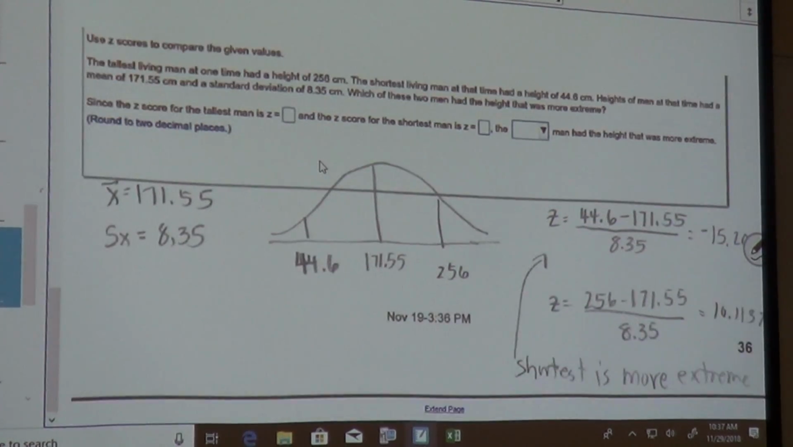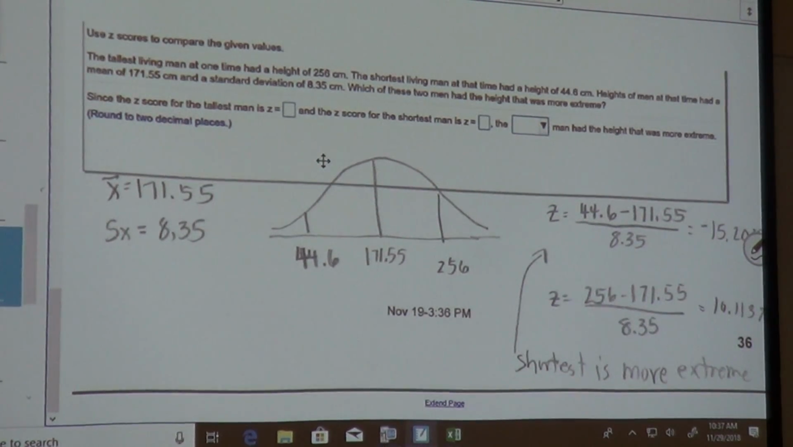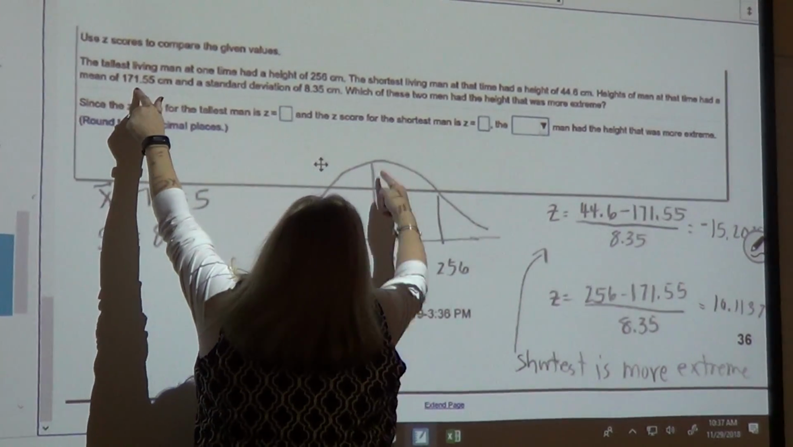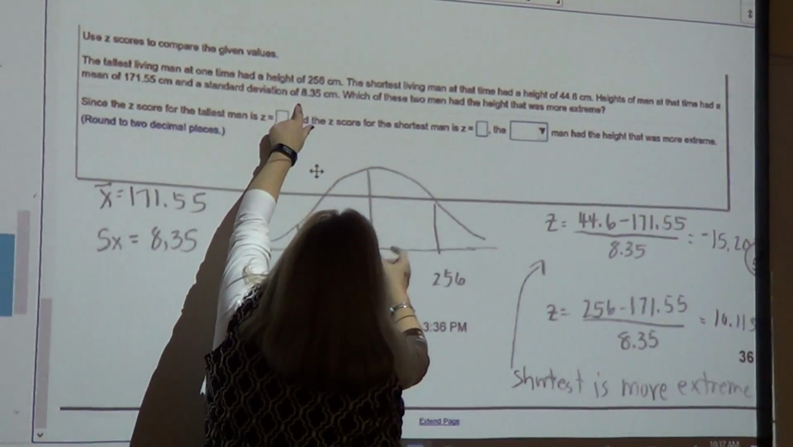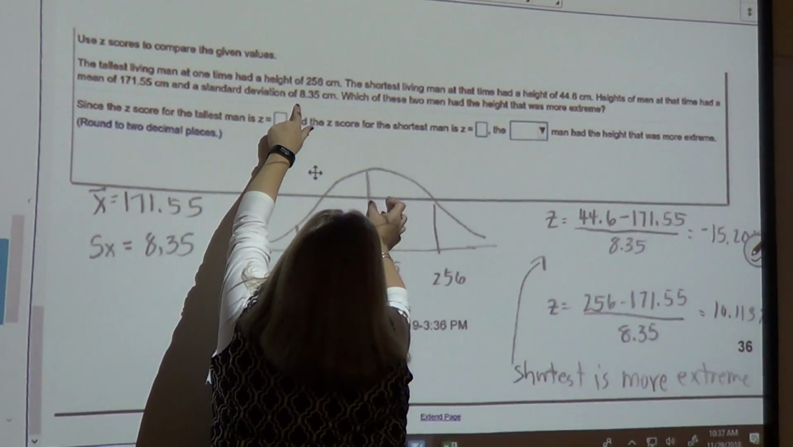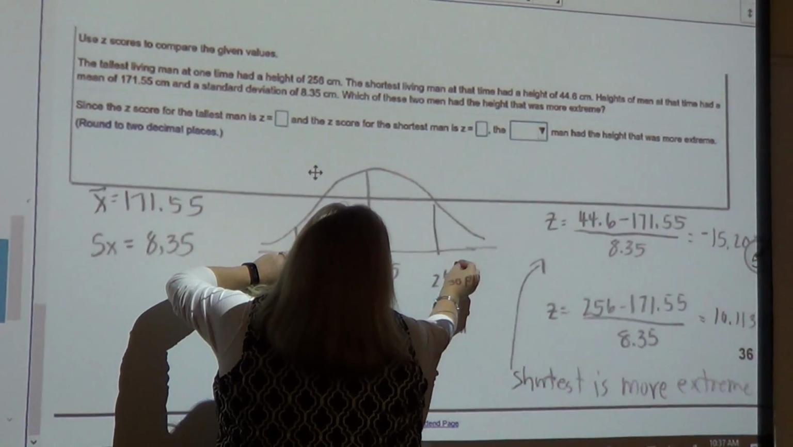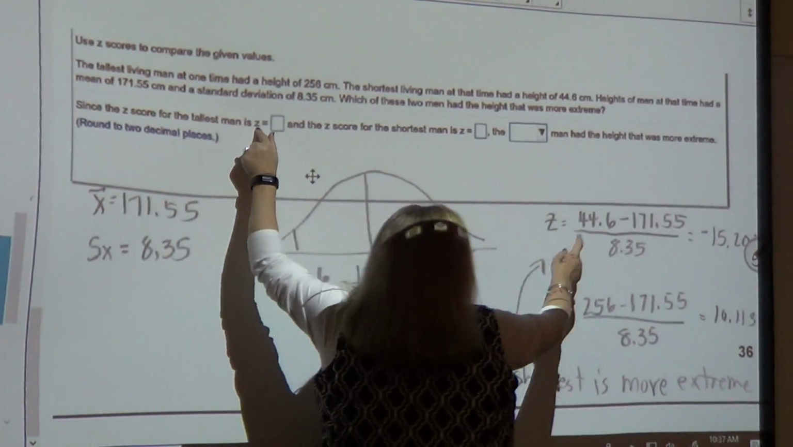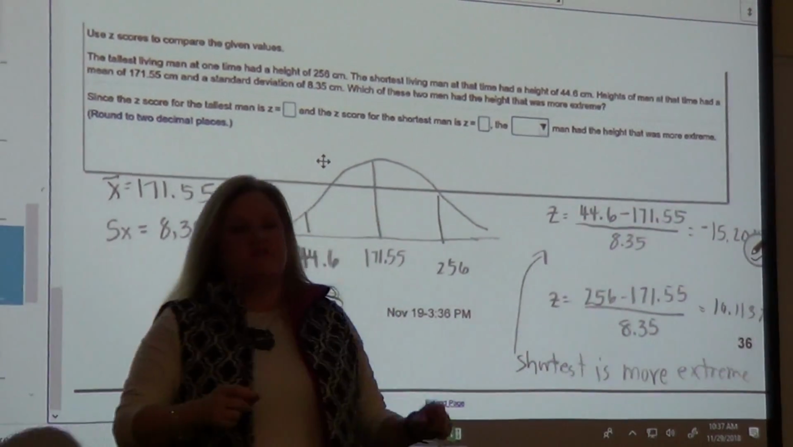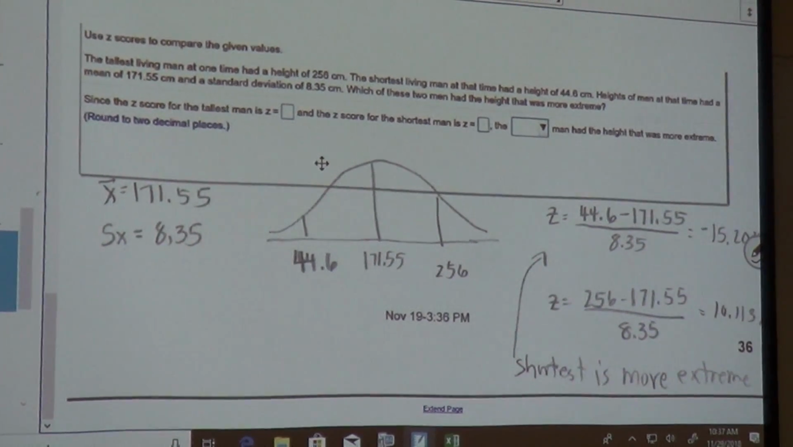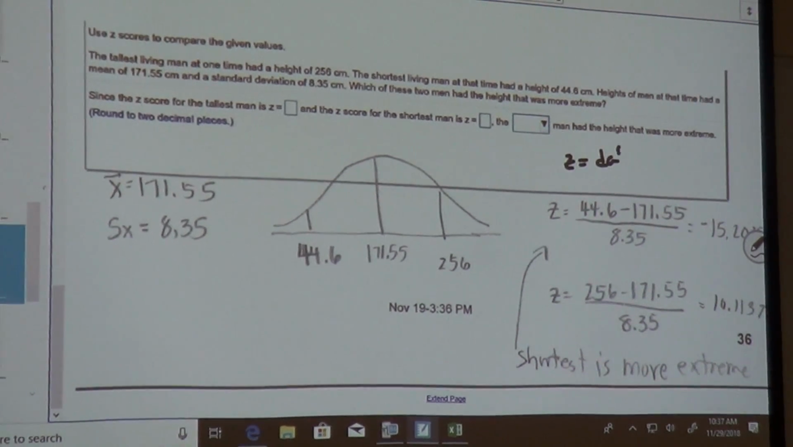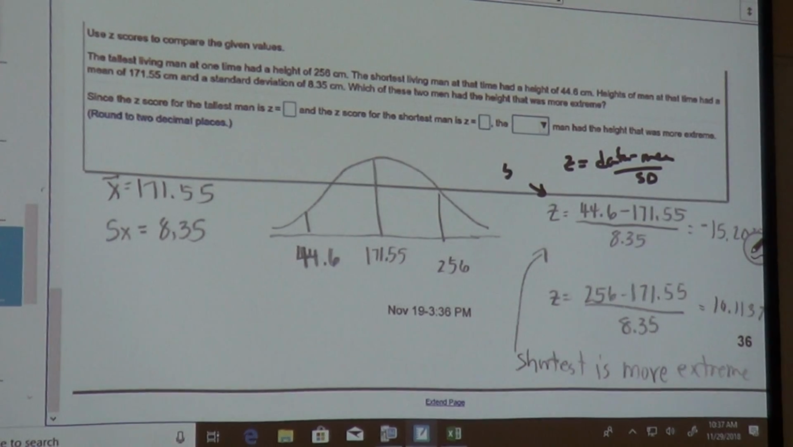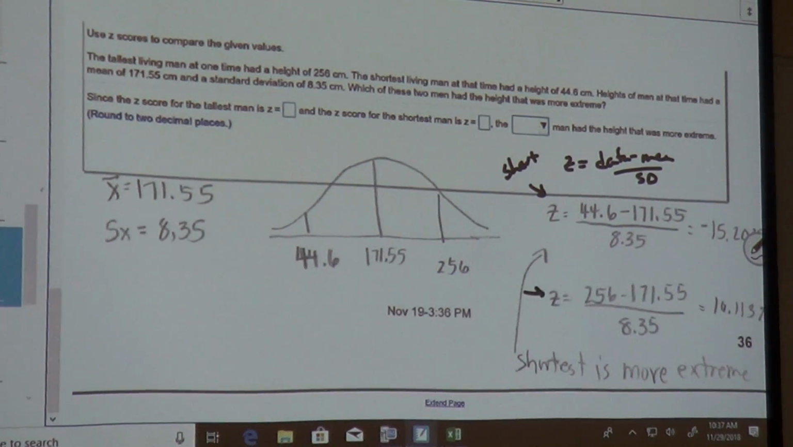This one is talking about z-score again. This is saying if you have a normal distribution with a mean of 171.55 and a standard deviation of 8.35, and you have a short man and a tall man, what is the z-score? So we do data minus mean over standard deviation. Z equals data minus mean over standard deviation. This is the short guy, and this is the tall guy.